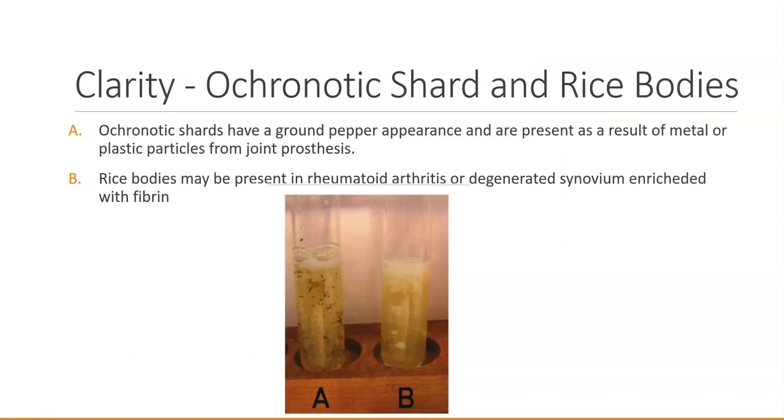The presence of ochronotic shards and rice bodies may influence the clarity of the sample. Ochronotic shards have a ground pepper appearance and are present as a result of metal or plastic particles from joint prosthesis. So hip replacements, knee replacements are very, very common. Rice bodies may be present in rheumatoid arthritis or degenerated synovium enriched with fibrin.